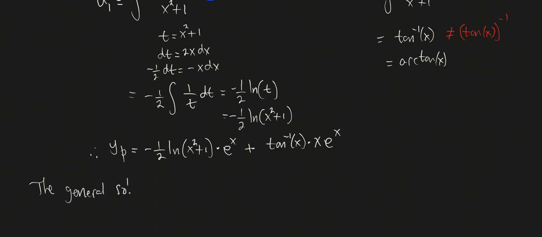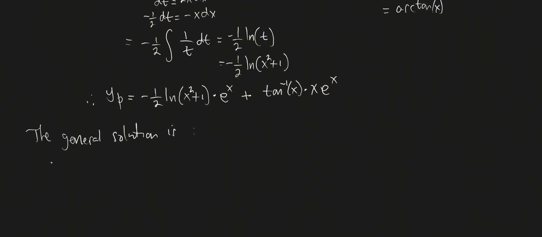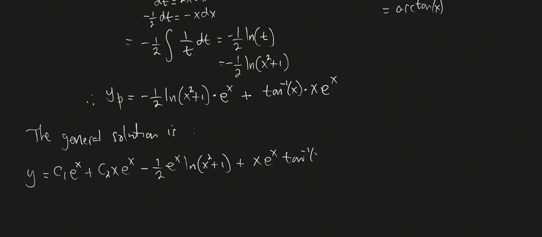So the general solution is, let me write it down here. The reason I'm going to give myself a lot of room is because since we have initial conditions, we're going to have to differentiate what I'm about to write down. So it's c1 e to the x plus c2 x e to the x minus 1/2, and I'll put the e in front of the ln. I just like having the e there in front. And then plus, I'll do the x, and then the e to the x, and then the arctangent of x. Right?